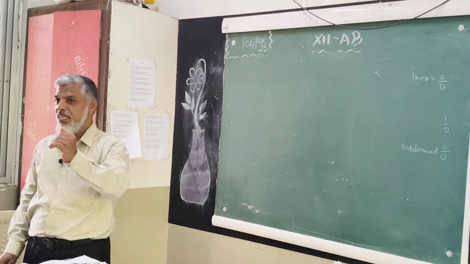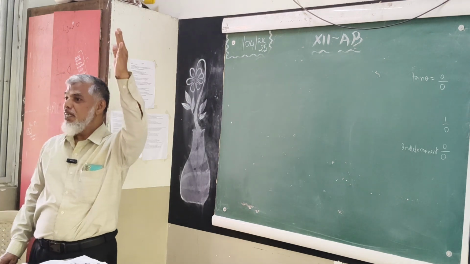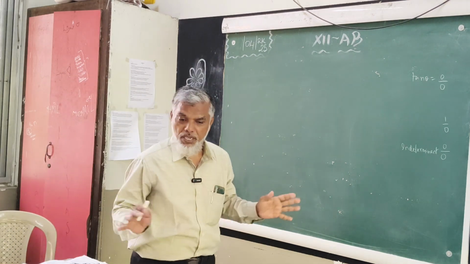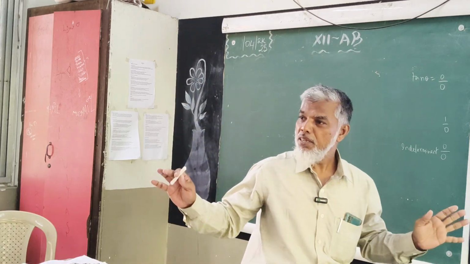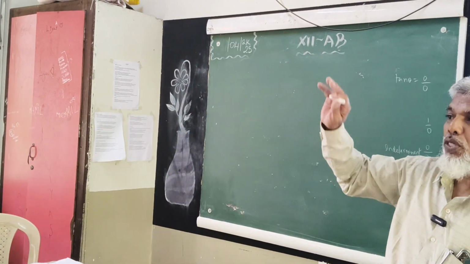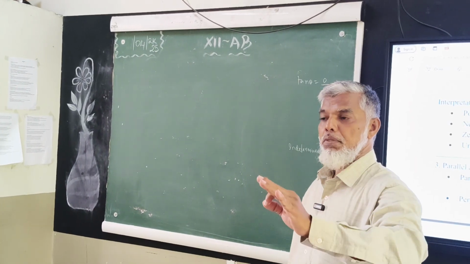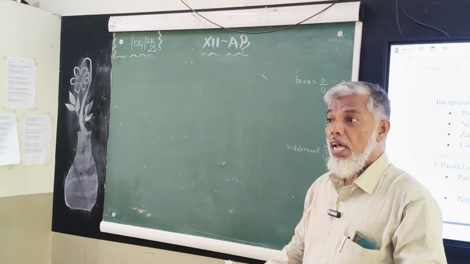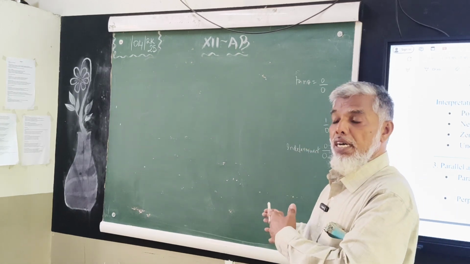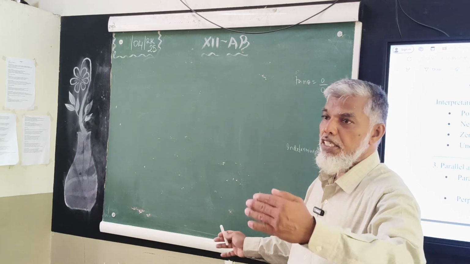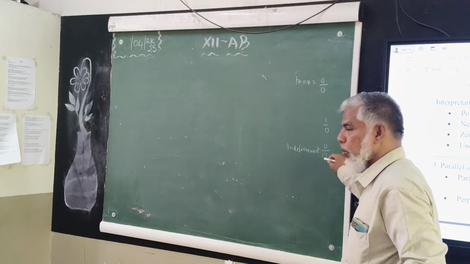Something by 0 may be there for infinity. 0 by something may be there, 0 by 3, 0 by 2, but tan theta cannot be 0 by 0, because 0 by 0 is an indeterminate form. Indeterminate form means we cannot find the value. We have a lot of other indeterminate forms, not only 0 by 0.